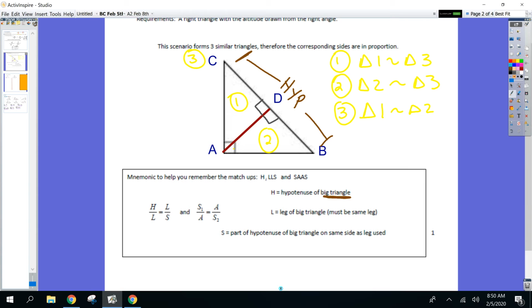Let's keep going in HILLS. What's the L stand for? Leg. I got a bunch of legs here. It's got to be a leg from the big triangle, the original right triangle. Name one of the legs I'm talking about. AB could be one of them, or I might use CA, depending on what the problem is asking for and what it gives me.